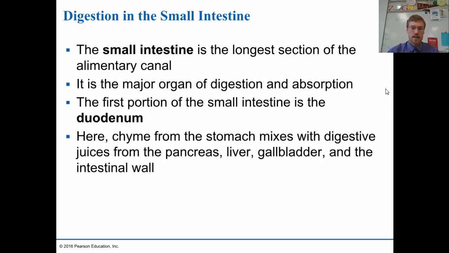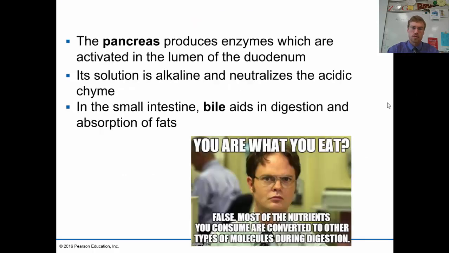Now, an important thing to note here is that the pH coming out of your stomach is a pH of 2, right? Well, the enzymes that function in the small intestine function much better at a basic pH. So one of the things that happens here in the duodenum is a neutralization reaction, where those juices coming from the pancreas are going to raise the pH significantly so that it's a basic pH. That way the enzymes in the small intestines will function properly. So the solution that is produced by the pancreas is alkaline, and it neutralizes that acidic chyme. And again, there's lots of enzymes that are produced in the pancreas that are released into the duodenum.